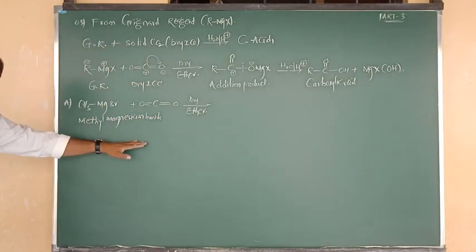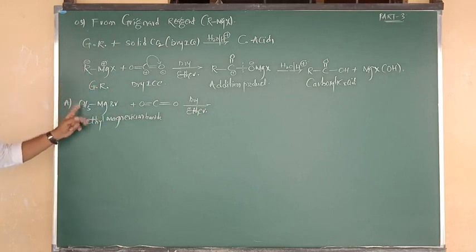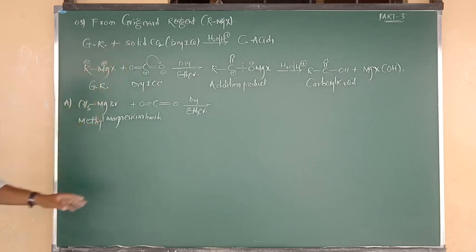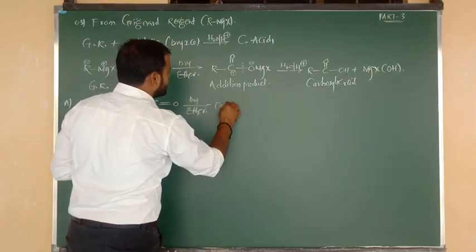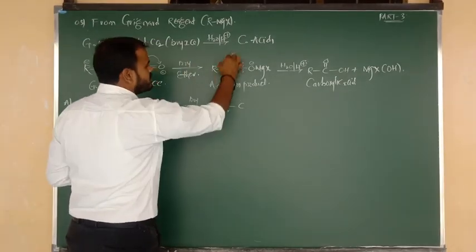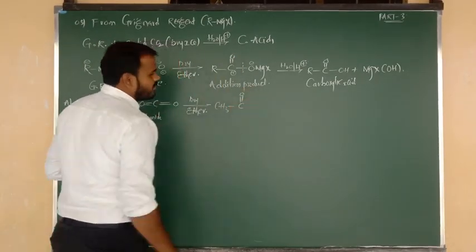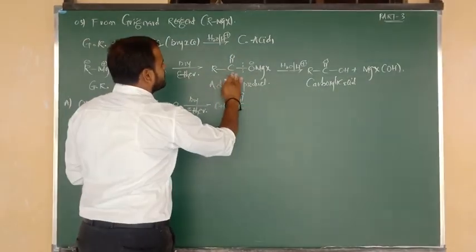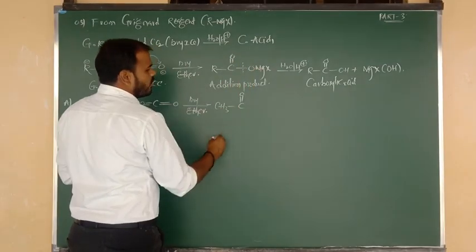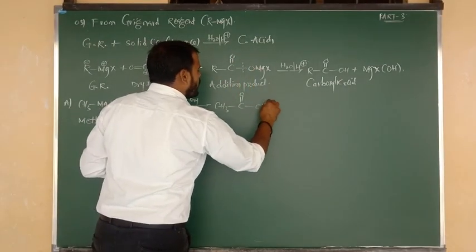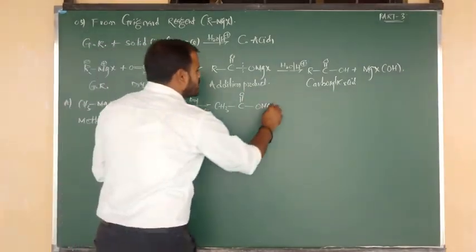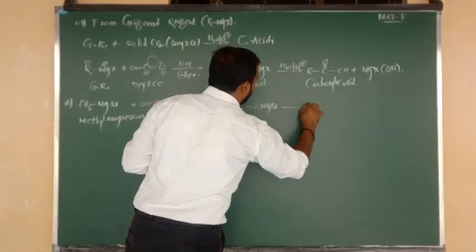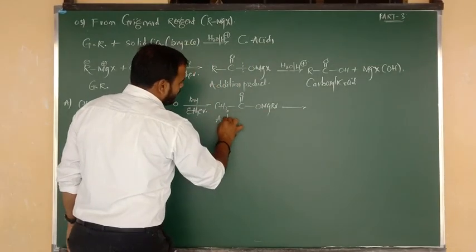Just everything I have written in the same manner. In the place of R I have written CH3, in the place of X I have written Br. There also, in the place of R we have to write CH3, CH3 bonded to C. Above the plane is double bond O, again connected to O. O connected to Mg. X we have replaced by Br, so here also I am going to write Br. Same thing, we don't need to write any name.